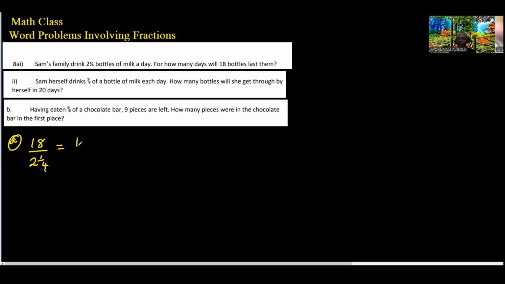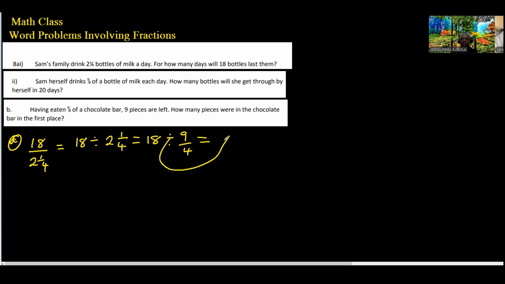And I can rewrite this as 18 divided by 2 whole number 1 over 4, which in turn gives me 18 divided by 9 over 4. Do you understand how I got 9 over 4? Not really. Okay, what I did was to change it to an improper fraction. 4 times 2 gives me 8. Then I added the 1 at the top, it gives me 9. Is that clear?